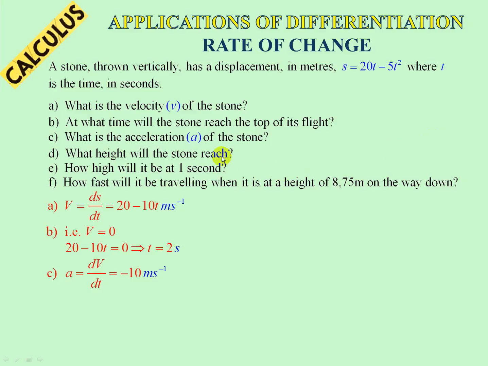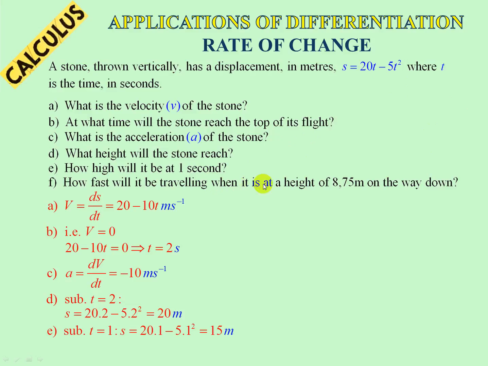How high will the stone reach? Well, there's how high it goes, and we know it's 2 seconds before it reaches that. So we just substitute t equals 2 into that formula, 20 meters. How high will it be at 1 second? Well, there's the formula, substitute 1, 15 meters.